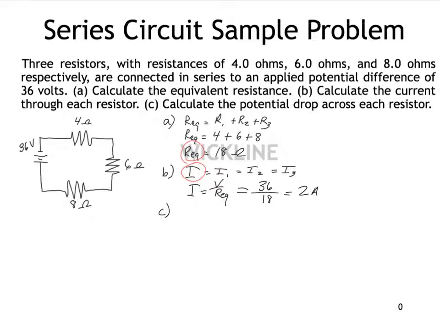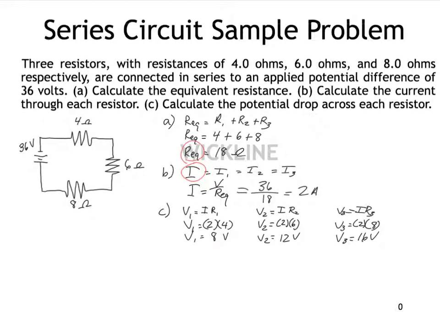Now in part C, we want to know the potential drop across each resistor. To do that, I just put in Ohm's law, and I said that V1 is IR1 for resistor 1, V2 is IR2 for resistor 2, and V3 is IR3 for resistor 3. I'll plug in values. In each one of the cases, the I was 2 amps, because in this equation we can see that they all have the same current, but they do get different values for resistance. So after calculation I get 8 volts at resistor 1, 12 volts at resistor 2, and 16 volts at resistor 3.